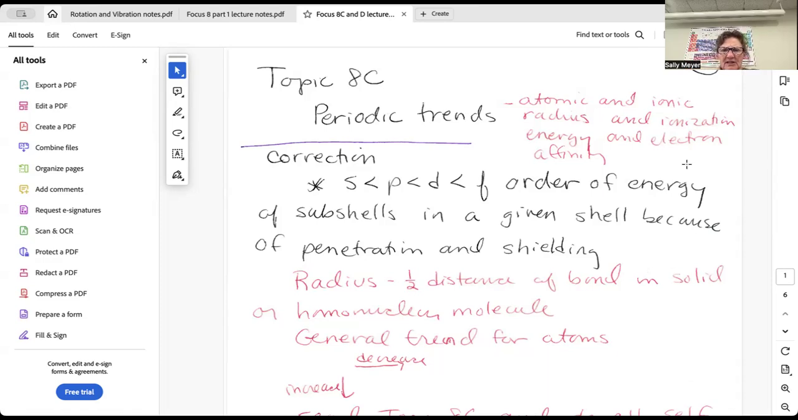And I wanted to make a correction. I hate it when I'm doing these recorded lectures and I hear myself saying something wrong, but sometimes you get tired and you don't fix it at that point. So I remember in the last section, I was talking about this order that S is less than P is less than D is less than F. And I think I said that was in reference to penetration. I don't know what I was talking about. It's in reference to, as we know, their relative energies. So within a shell, S fills before a P, fills before a D, fills before an F. And that's because of both penetration and shielding. So let's continue with our periodic trends.